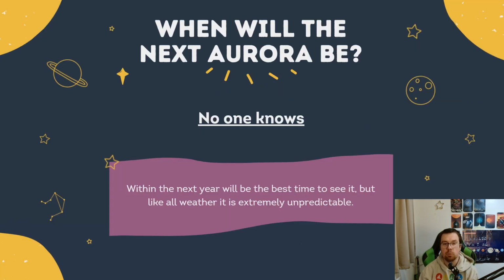So of course the big question is, when will the next aurora be? The answer is no one knows. Aurora is weather, we call it space weather, and just like Earth weather, it is really unpredictable. You cannot really predict it.